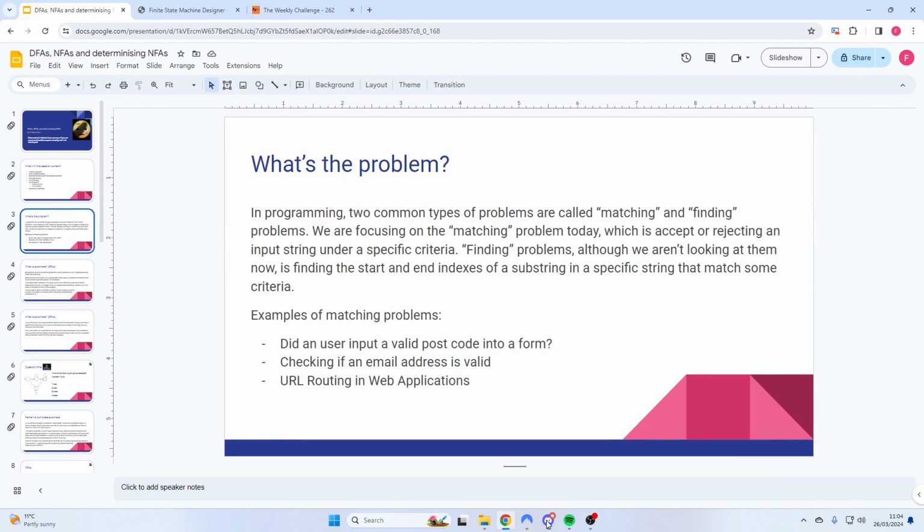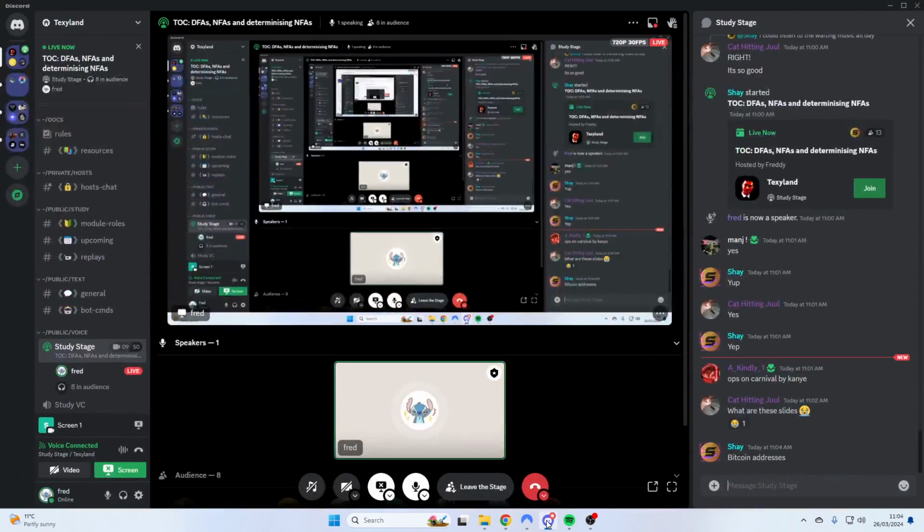When we learnt about this, we also looked at finding problems, but I don't think we looked too much further into them. But does anyone have any examples of a finding problem? I didn't write any down here. But a finding problem could be, given a long string of characters and there's a number within it, where is this number? What is that number? So we want to find the starting index and the ending index, and then we can take out that substring.